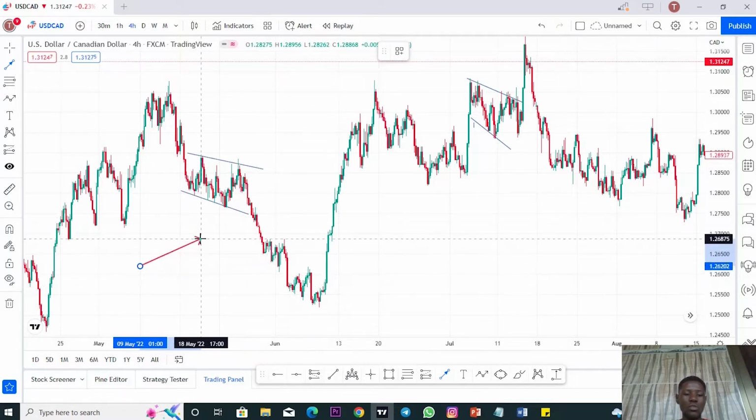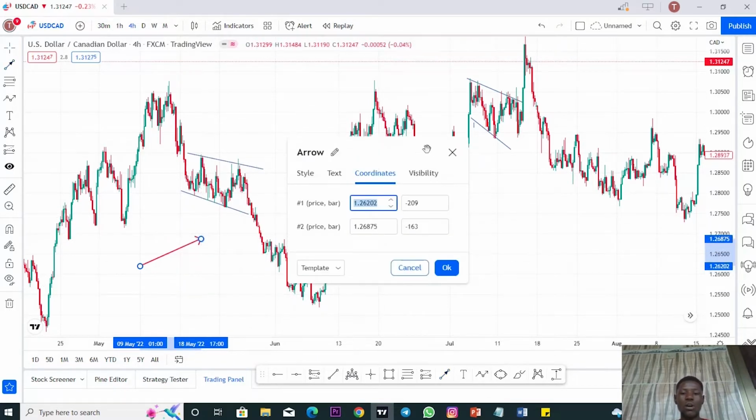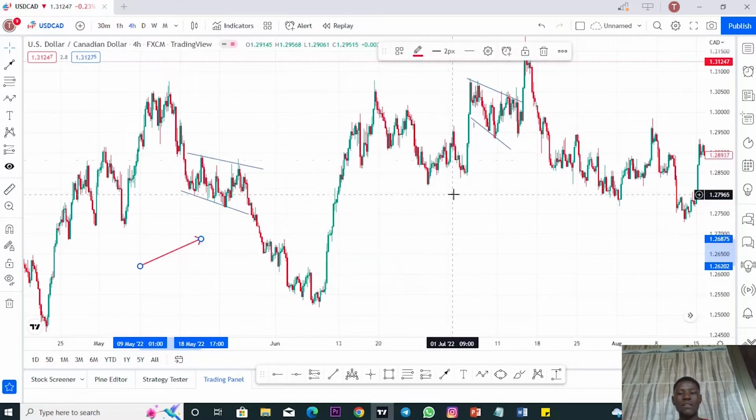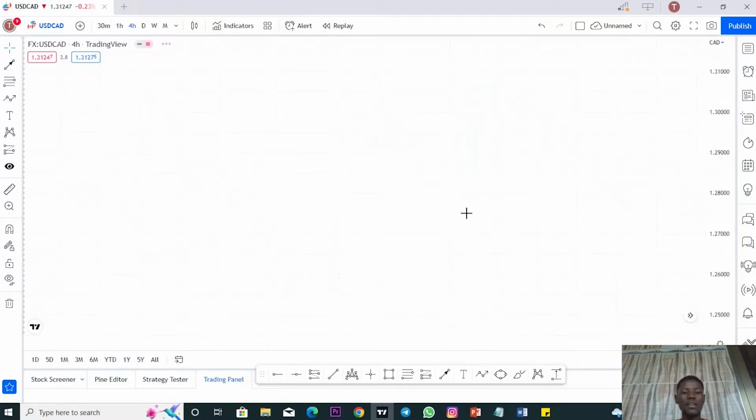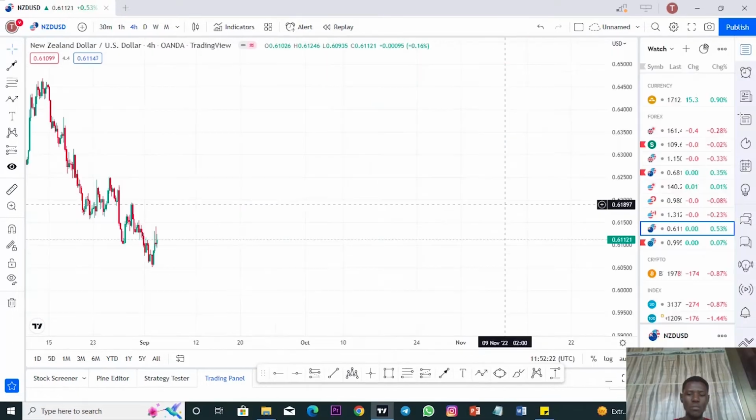So this is how we spot the continuation pattern flag in the market. So let's move to our second continuation pattern.